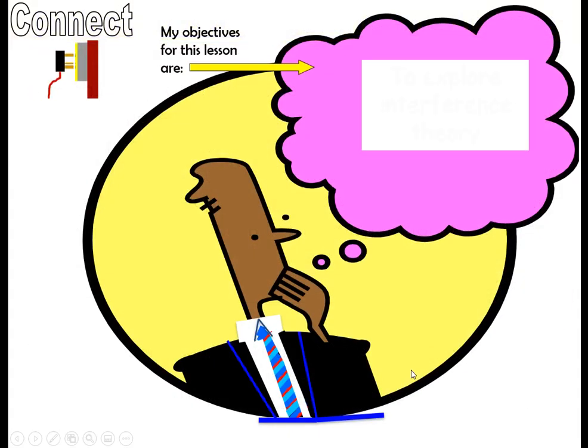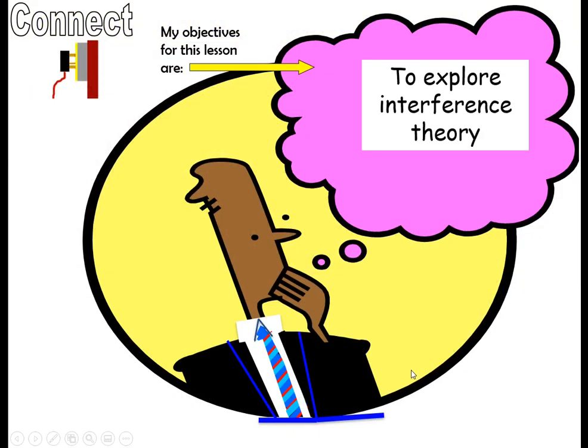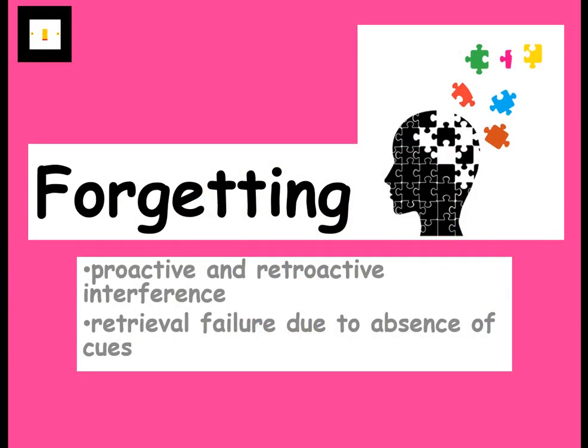So the objectives for today's lesson are to explore interference theory. There are two theories named on the AQA spec for forgetting: proactive and retroactive interference, which is what we're going to look at today, and retrieval failure due to the absence of cues.